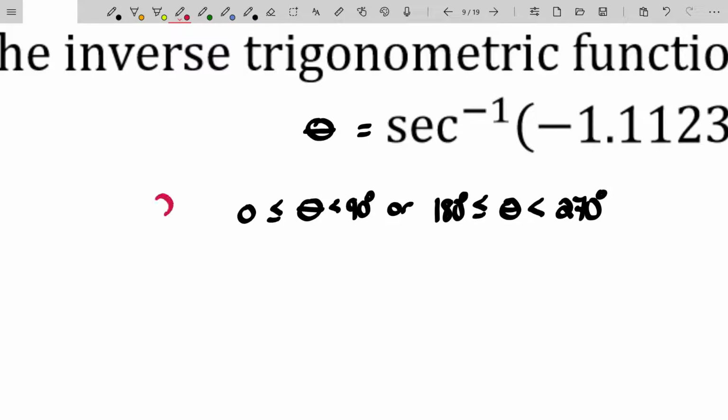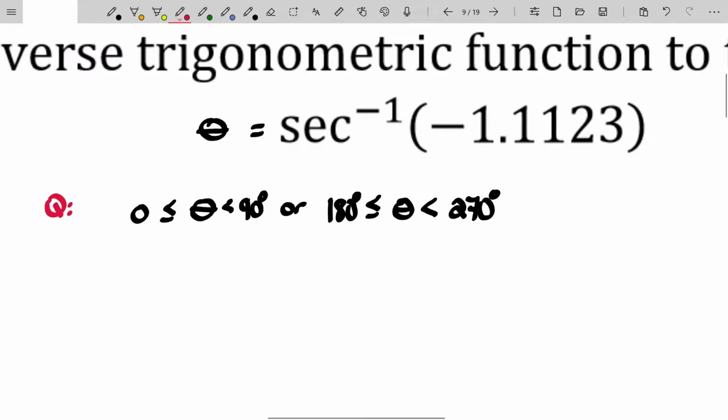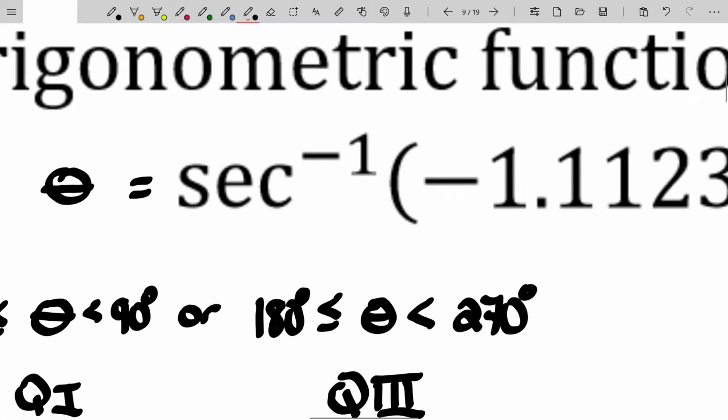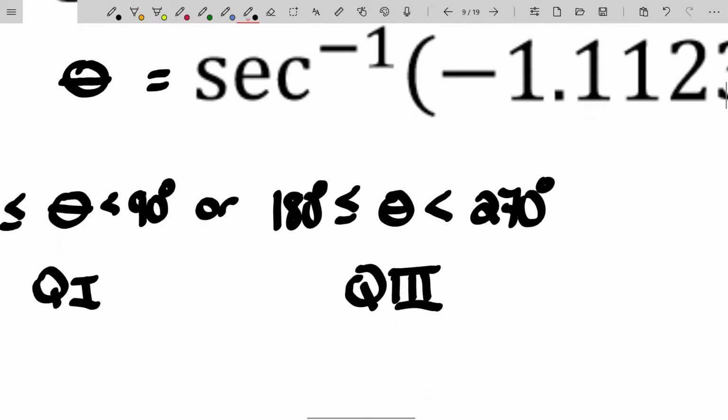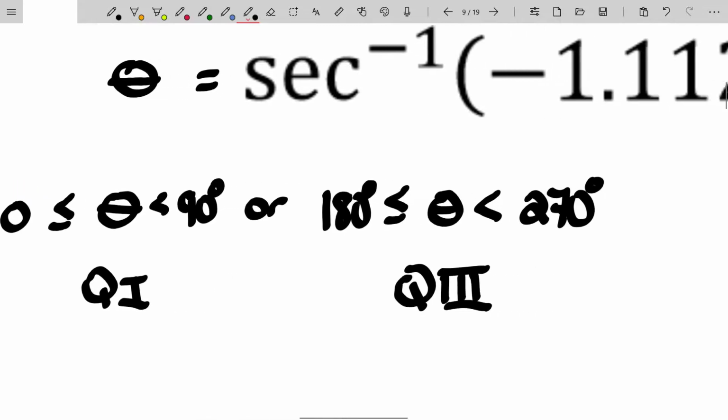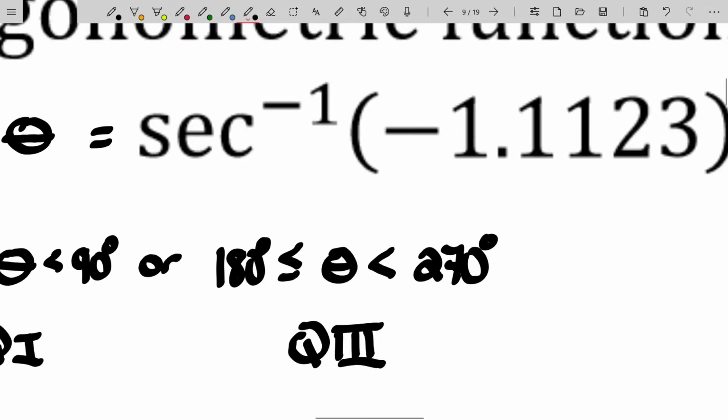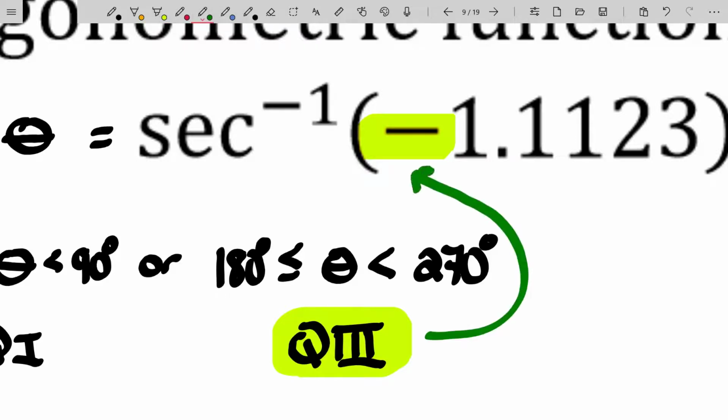And this is, by the way, our quadrant step. Let me put a little Q there. And that is quadrant 1 or 3, depending on whether this is a negative ratio or a positive ratio. The fact is, it's a negative ratio. We know that all trig functions are positive in quadrant 1, so this must return an angle in quadrant 3 because we have a negative ratio, so our quadrant must be 3.